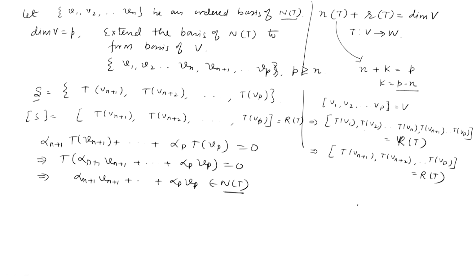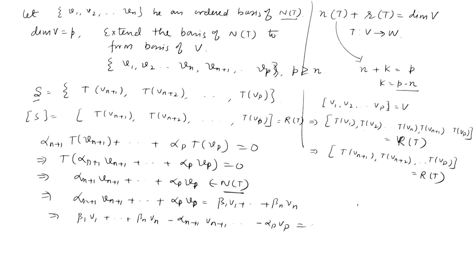And since it belongs to the null space of T and the basis of the null space of T is V1, V2 up to Vn, this element can be written as a linear combination of elements of the basis of N(T). So, this implies alpha n+1 V n+1 up to alpha p V p will be beta 1 V1 and so on up to beta n Vn. So, this implies beta 1 V1 and so on up to beta n Vn minus alpha n+1 V n+1 and so on minus alpha p Vp will be equal to 0.